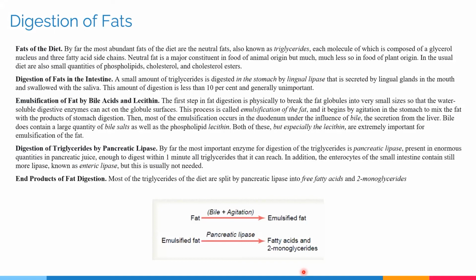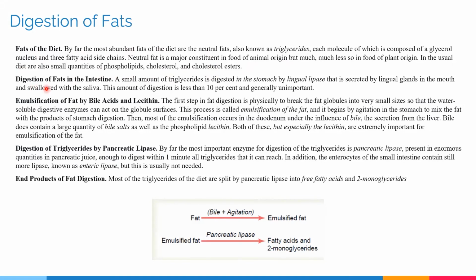Next, we look into the digestion of fats. The most abundant fats of the diet are neutral fats, which are triglycerides consisting of glycerol and 3 fatty acid chains. Neutral fat is a major constituent in the food of animal origin, but much less so in plant origin. In the usual diet, there are also phospholipids, cholesterol, and cholesterol esters.